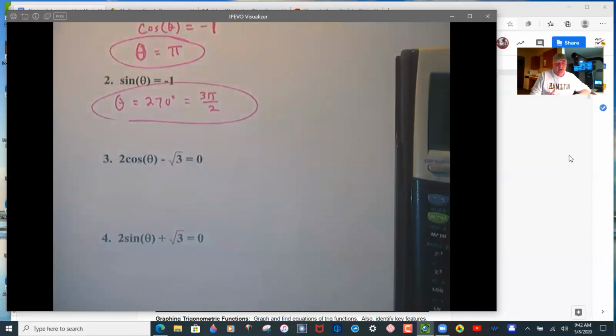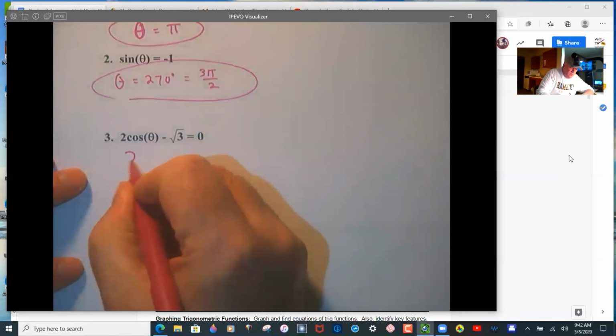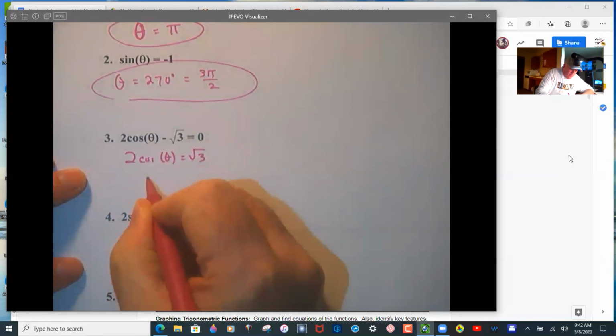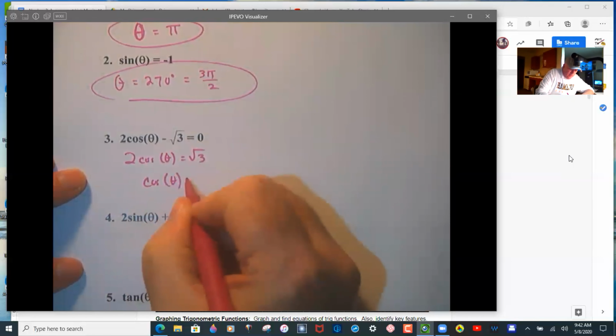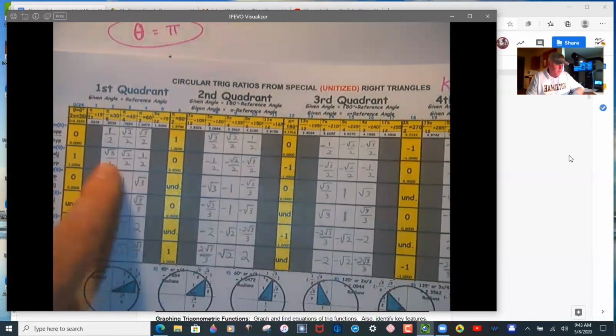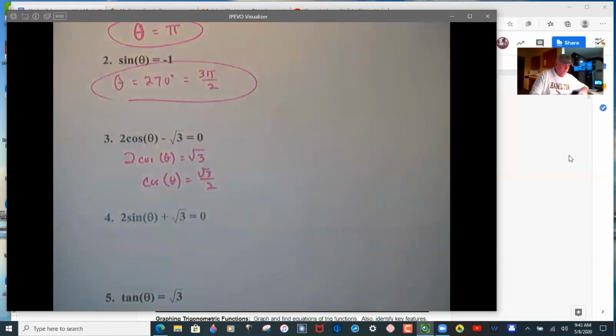Again, there's ones that are not. I have not given you any on this assignment, but there are ones that are not. So you would solve this equal to 0. So 2 cosine theta equals the square root of 3, and then you'd have cosine of theta is the square root of 3 over 2 if you're going to use your table. Now you look across, where is cosine equals square root of 3 over 2? Pi over 6 and 11 pi over 6.